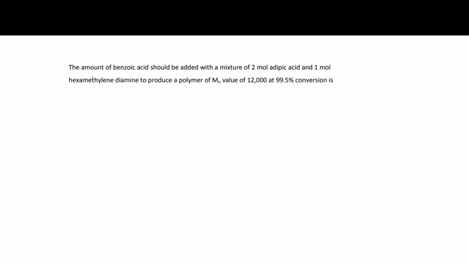Then another question was the amount of benzoic acid that should be added, given 2 moles of adipic acid and 1 mole of hexamethylene diamine, to get a molecular weight of 12,000 at a conversion of 99.5%. Here the benzoic acid is added as a monofunctional impurity in the condensation polymerization. So how much monofunctional impurity can we add to get a molecular weight of 12,000 at 99% conversion?